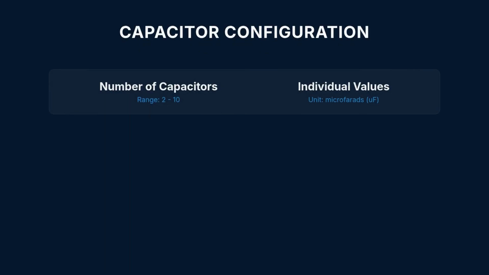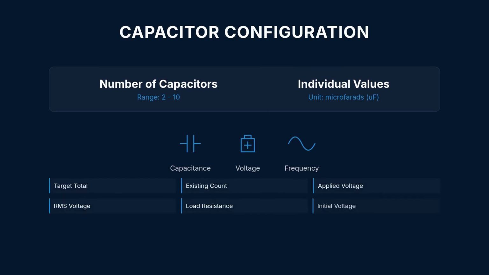The main input fields are number of capacitors, which accepts 2 to 10, and individual capacitor values in microfarads. Additional fields include target total capacitance, number of existing capacitors, applied voltage, RMS voltage, frequency, load resistance, and initial voltage.